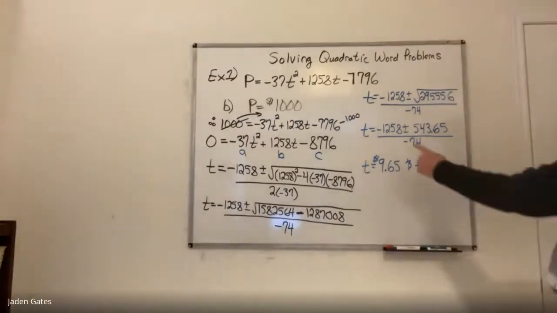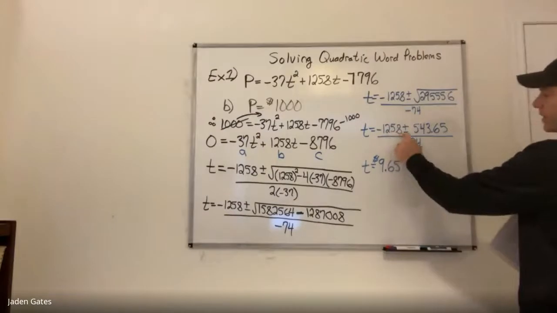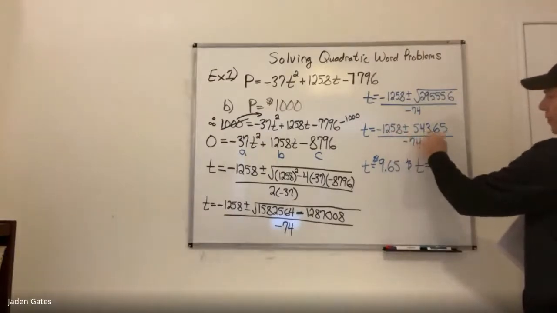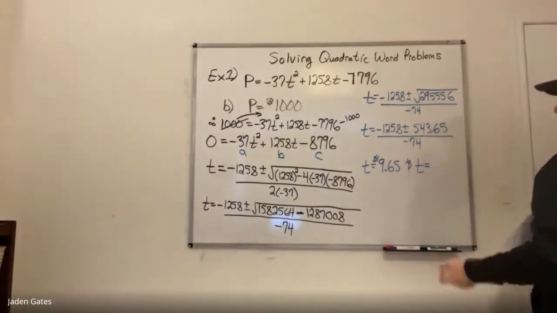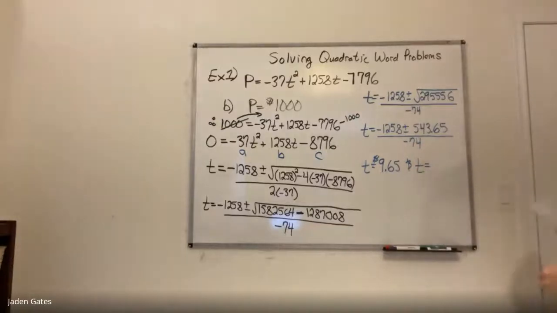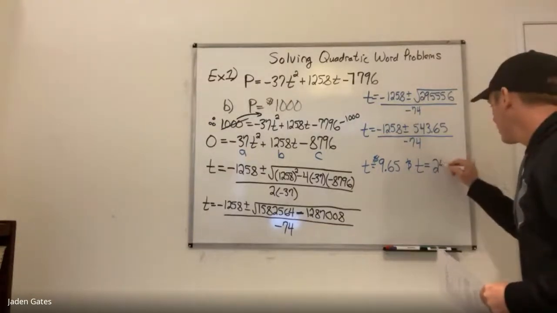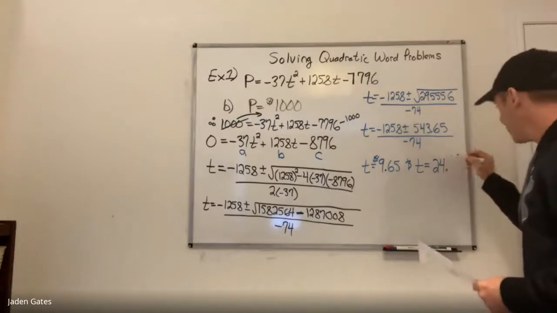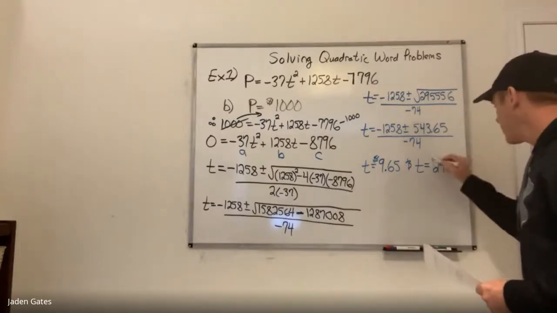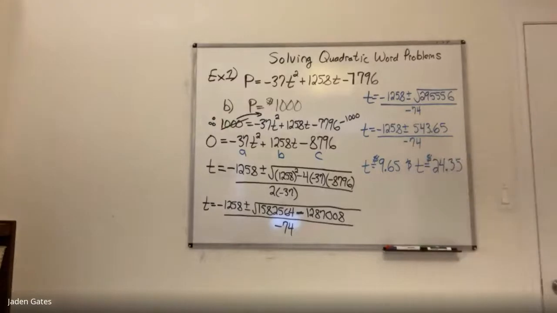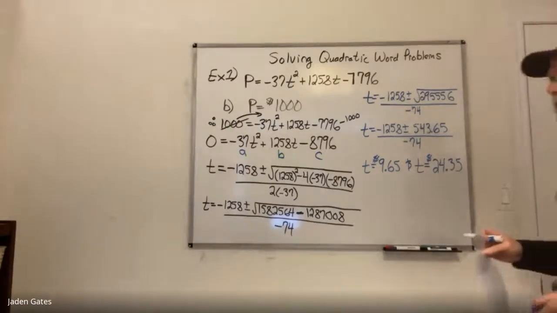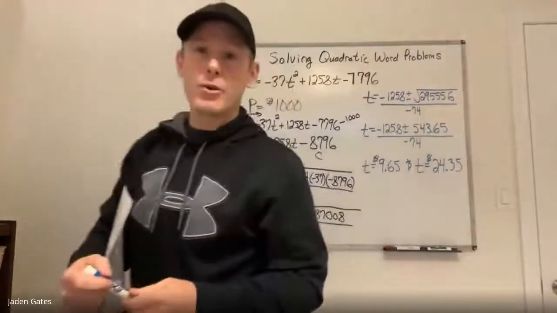And now I take minus 1258, subtract 543.65, which is going to be a negative number, divided by negative 74, and I get $24.35. And those are the two values that will give us a profit of $1,000.